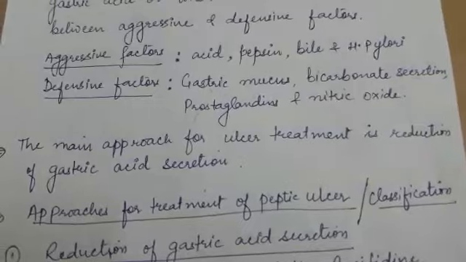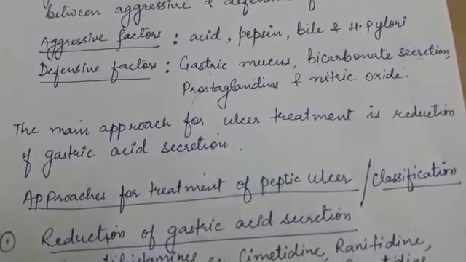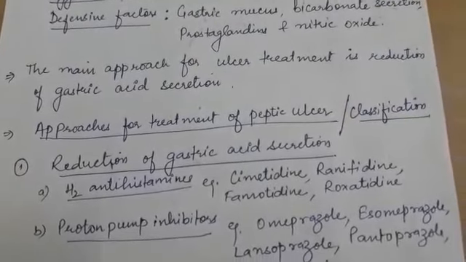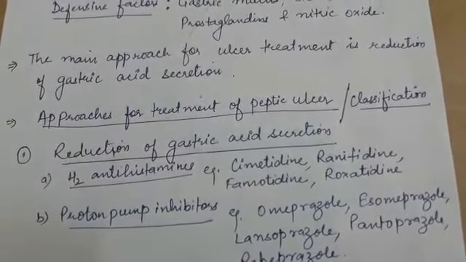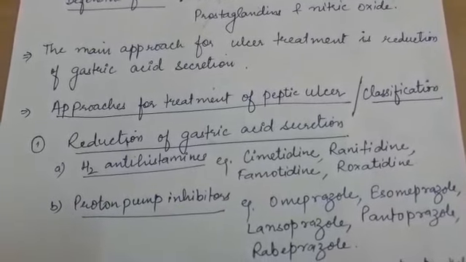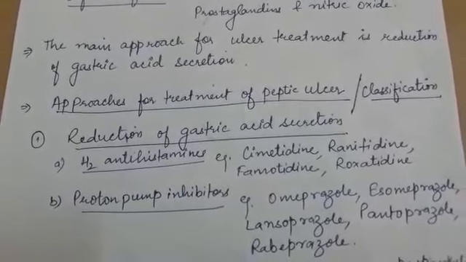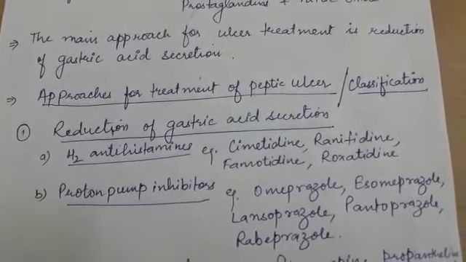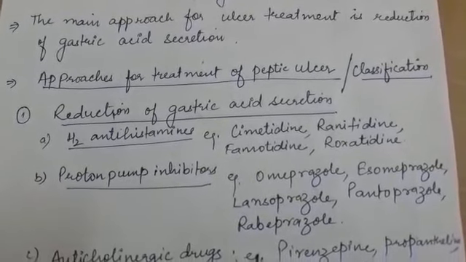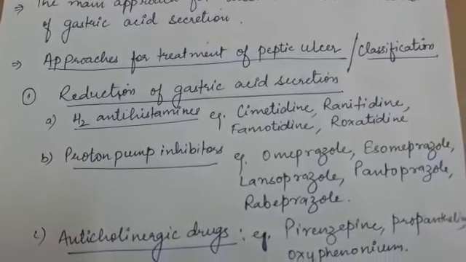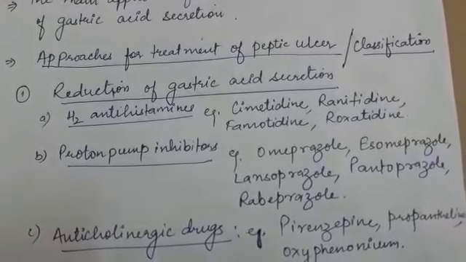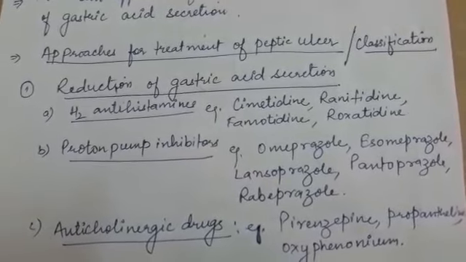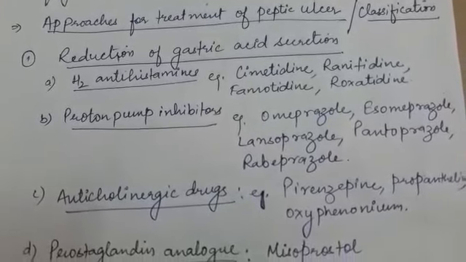Now we will discuss the different approaches for the treatment of peptic ulcer, or you can say the classification of anti-ulcer drugs. The first class is the drugs which reduce the gastric acid secretion. In this, the first subclass is H2 antihistamines, or H2 blockers. Examples are cimetidine, ranitidine, famotidine, and roxatidine. Second subclass is proton pump inhibitors. Examples are omeprazole, lansoprazole, pantoprazole, and rabeprazole. Then third subclass is anticholinergic drugs.